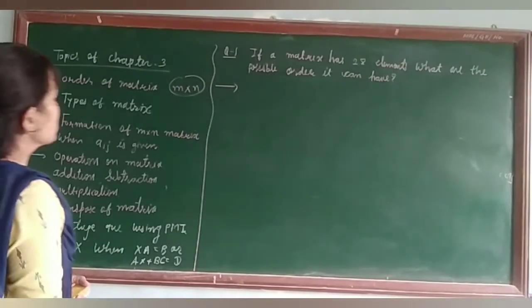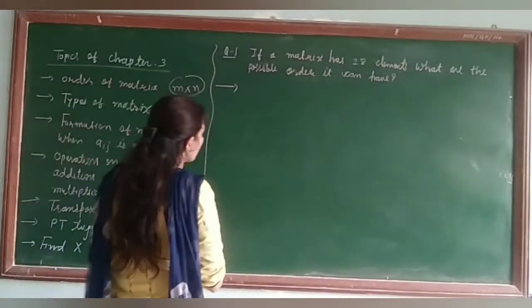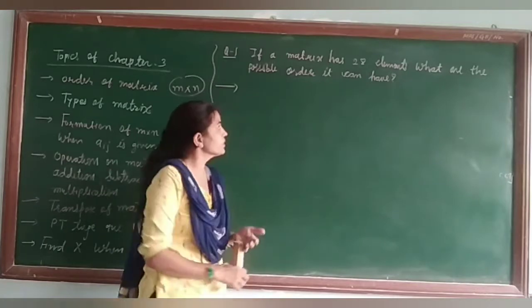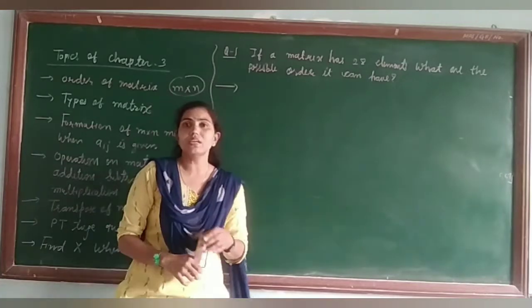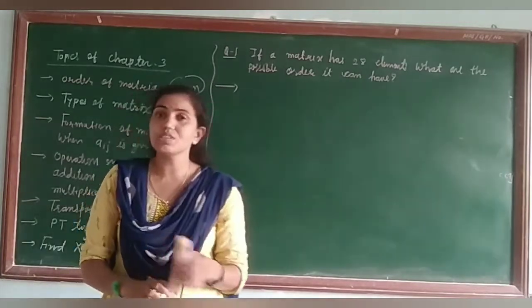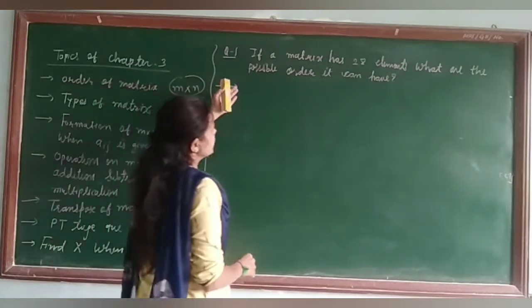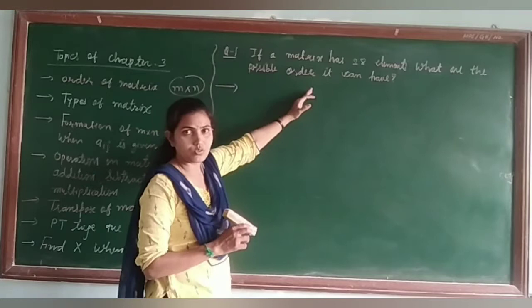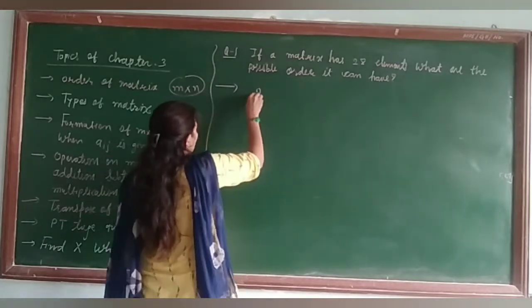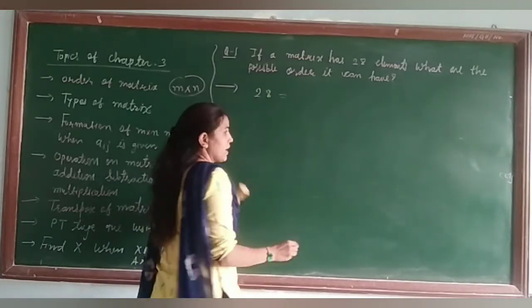Now students, the first question I am going to discuss is: if a matrix has 28 elements, then what are the possible orders it can have? This type of question we have seen. So let me just recall how to find out. 28 can be written in different ways.